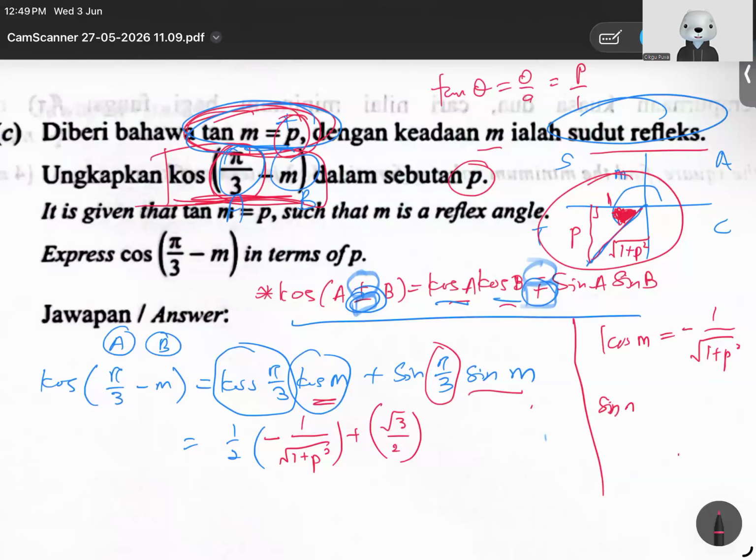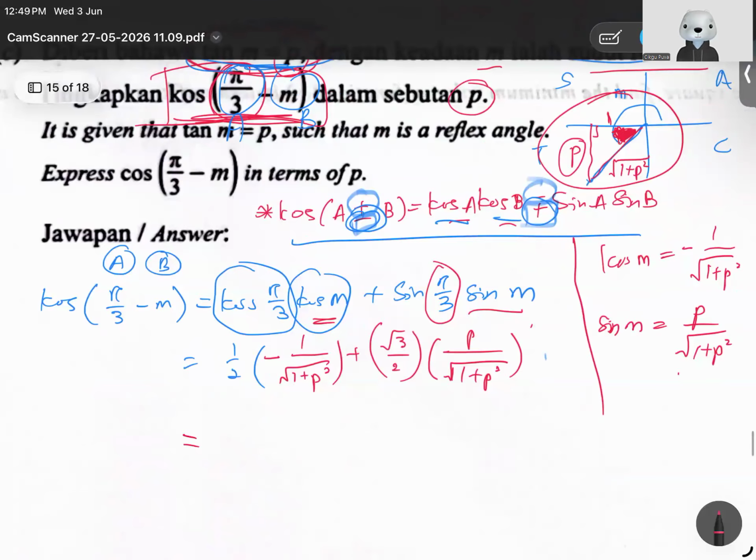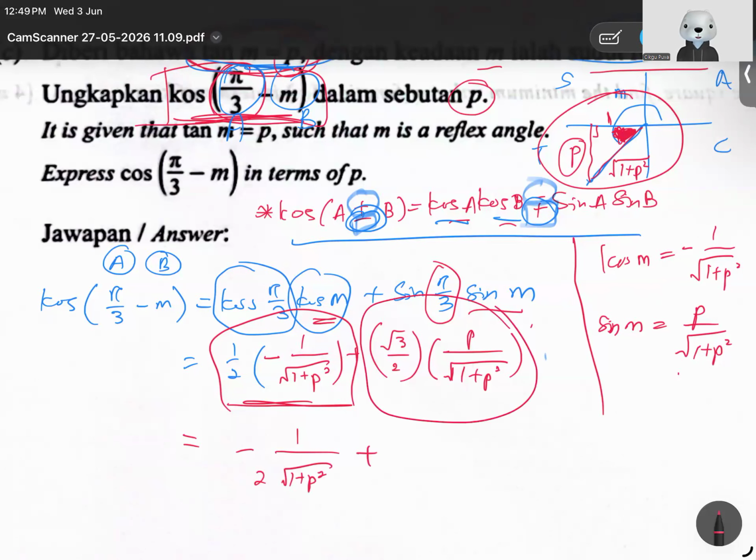And then for the sin M, do the same thing here. So sin M equals opposite over hypotenuse. Opposite is p, hypotenuse is square root of 1 plus p squared. So p over square root of 1 plus p squared. And then just simplify. Multiply this by 2, you get negative 1 over 2 square root of 1 plus p squared, plus this multiplied by 2, you will get square root 3 p over 2.